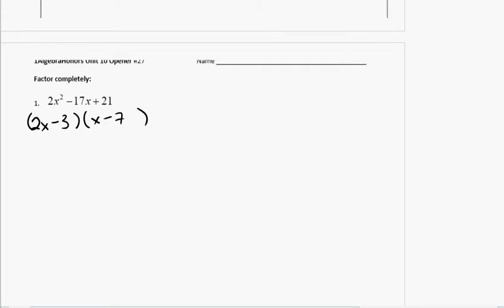So here's how you do it. You try to find numbers that are the product of A and C. So the product of A and C is 42. Positive 42. So what are all the factors of 42? Let's see, 1 and 42. I need a negative again still, right? Because I'm still trying to add to negative 17. So negative and negative: negative 2, negative 21.